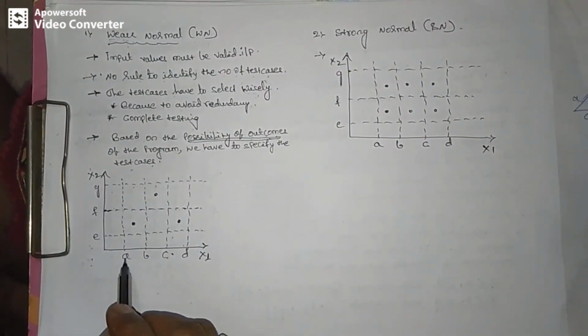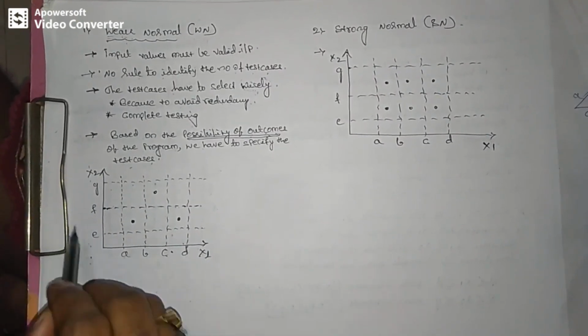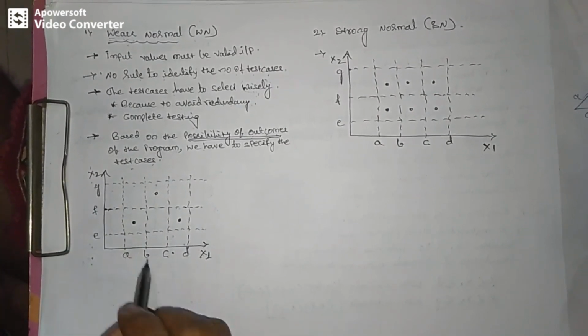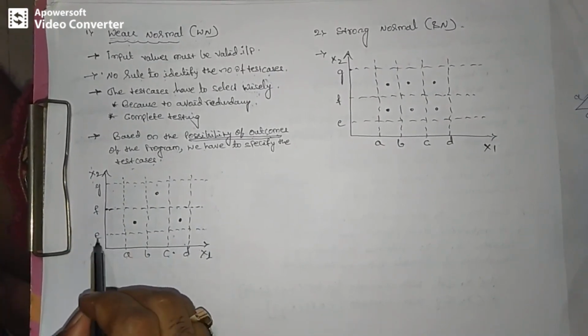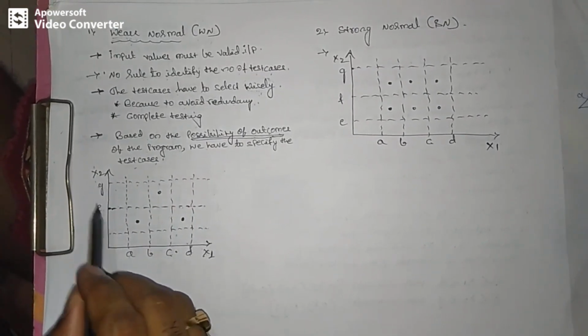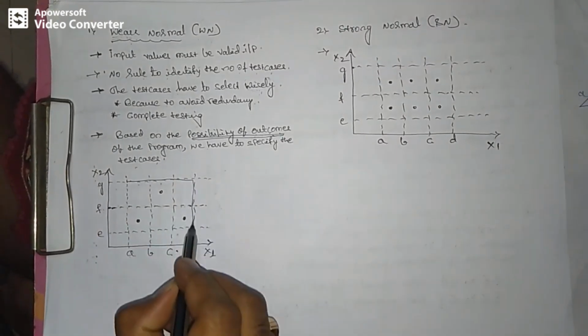So here, in the last video I explained that the ranges of x1 and x2 vary from a to d and e to g. So a to d is partitioned into three classes, and e to g also has two intervals, that is e to f and f to g. Now you can see this is the total input domain range.